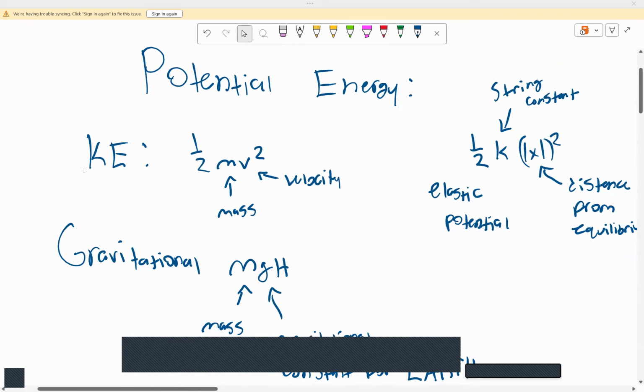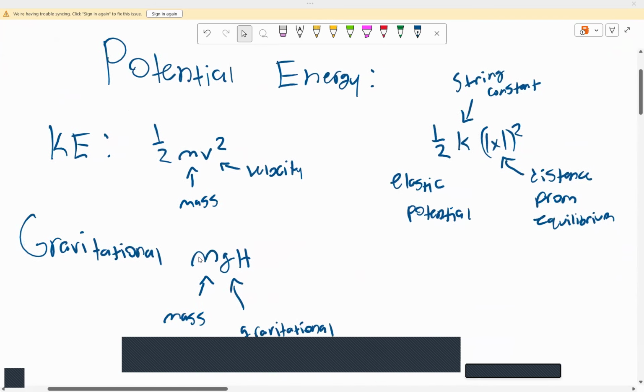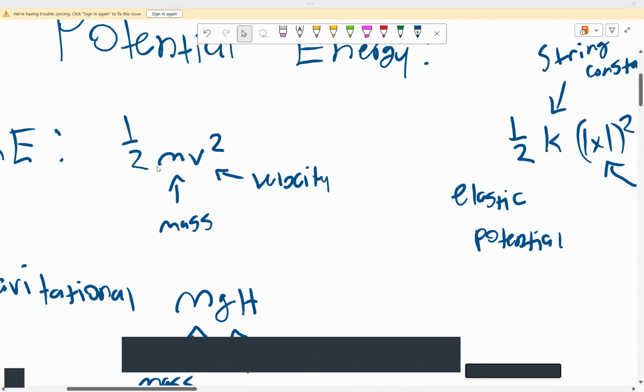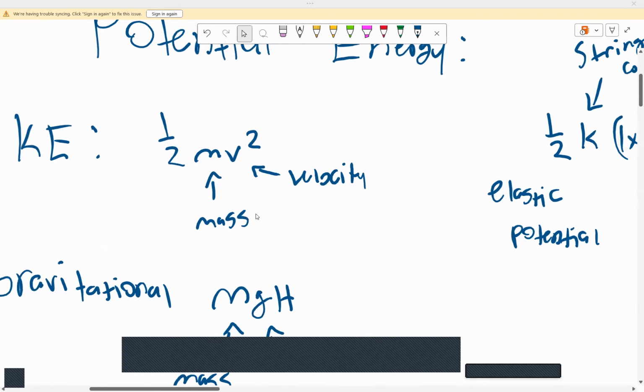So you have kinetic energy, abbreviated KE, and gravitational. So first I'm going to talk about kinetic energy, which in classical Newtonian physics is 1/2 mv squared. M for mass, v for velocity.